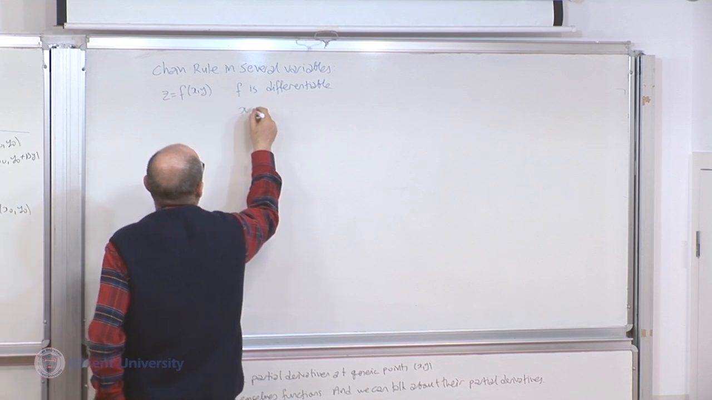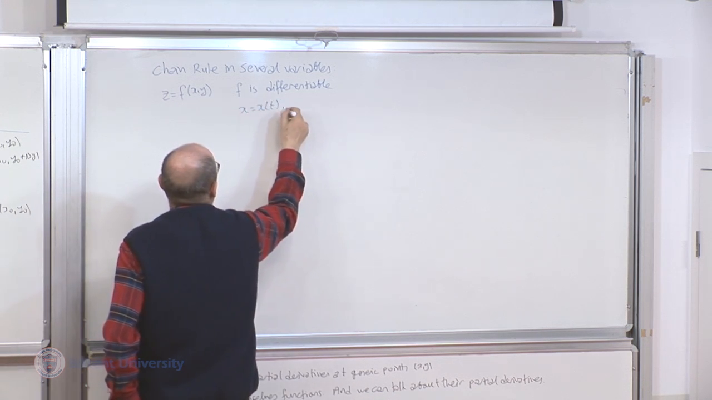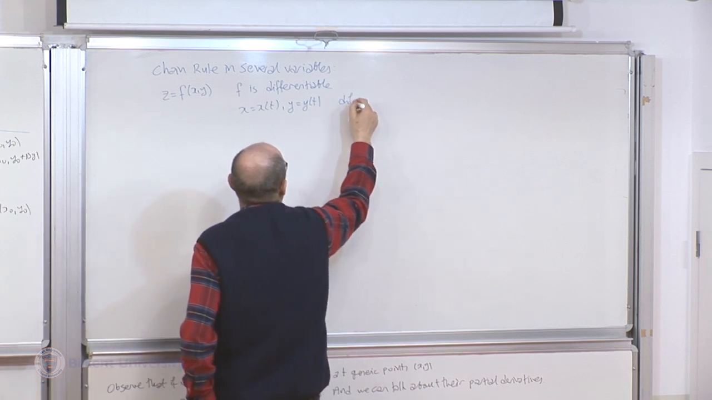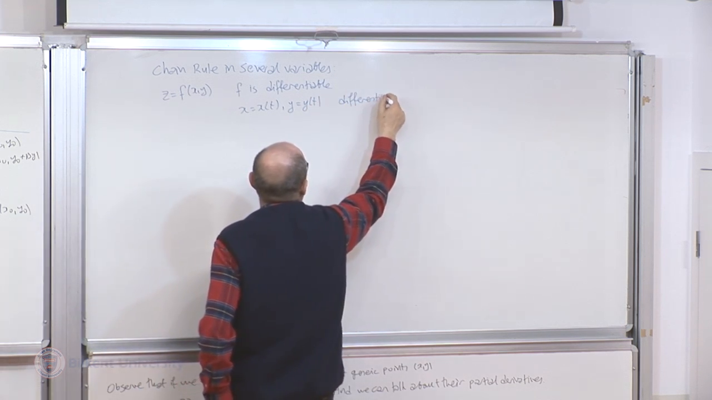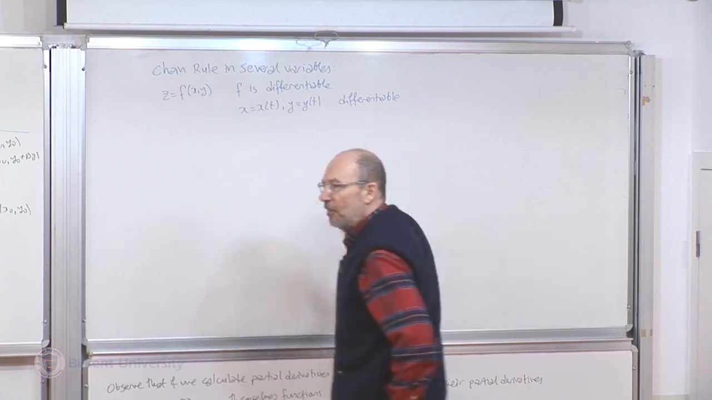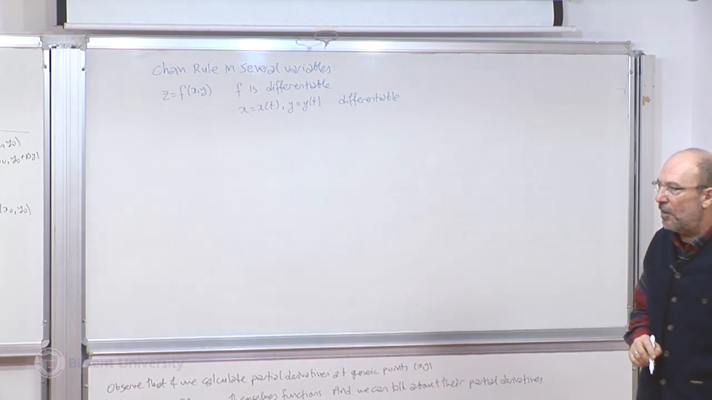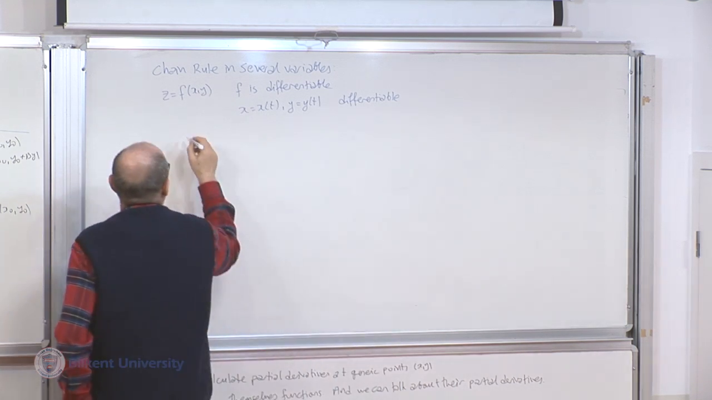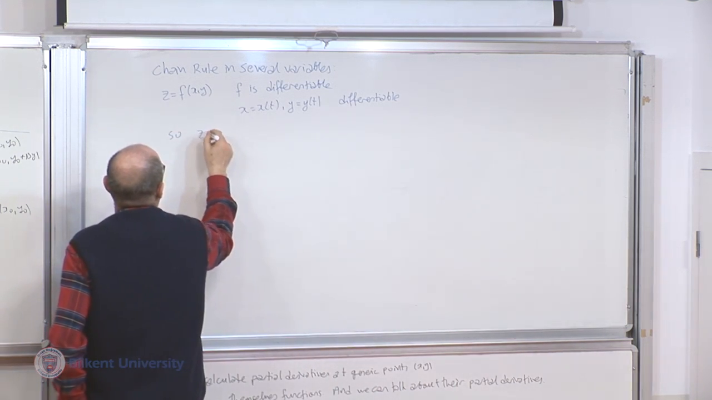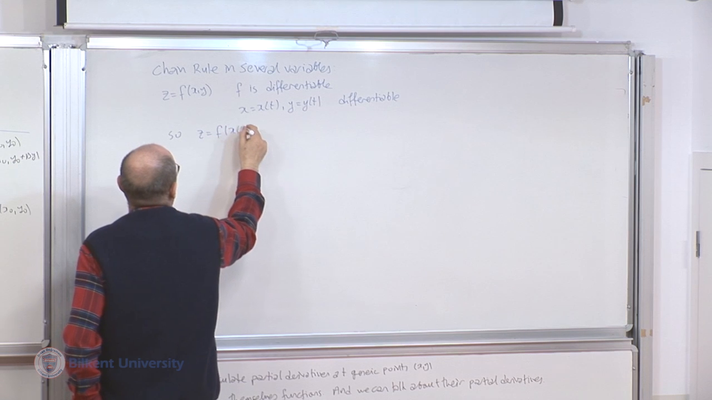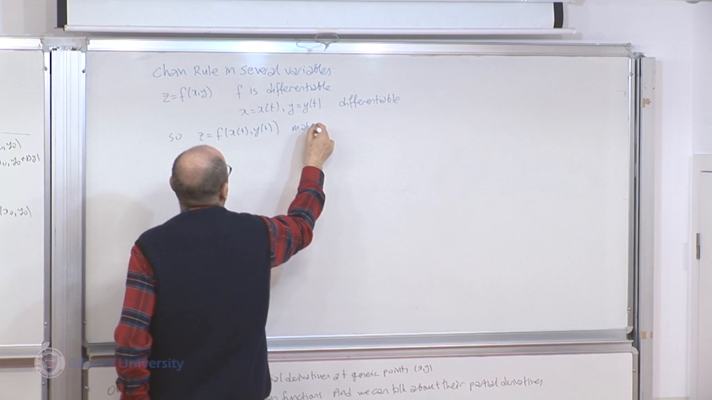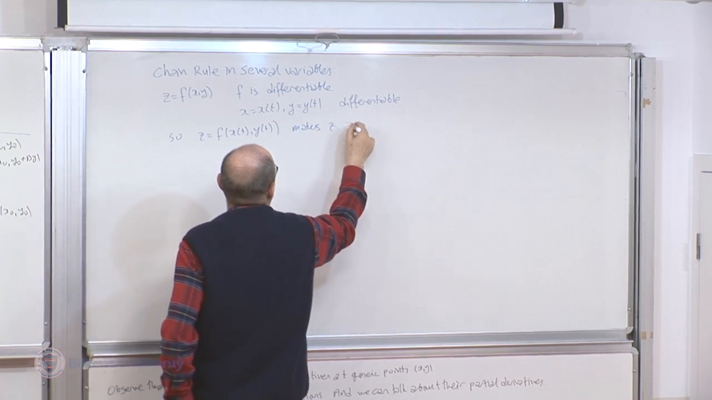x is a function of t. y is a function of t. These are, again, differentiable. Now here differentiable means that their derivatives exist. So z equals f of x of t, y of t makes z a function of t.